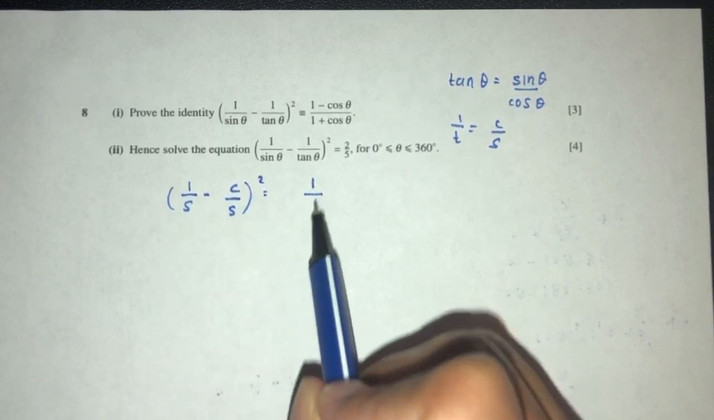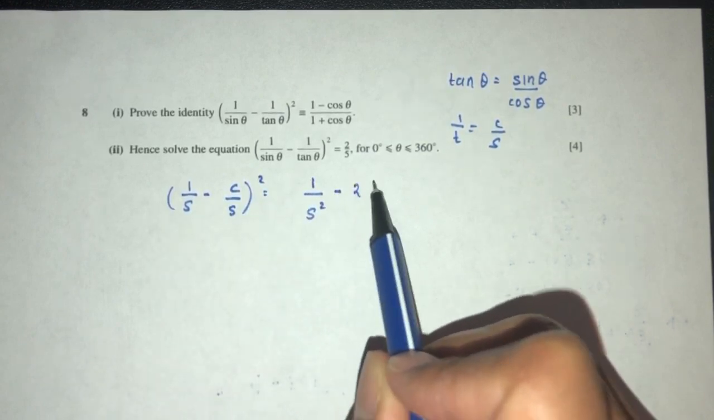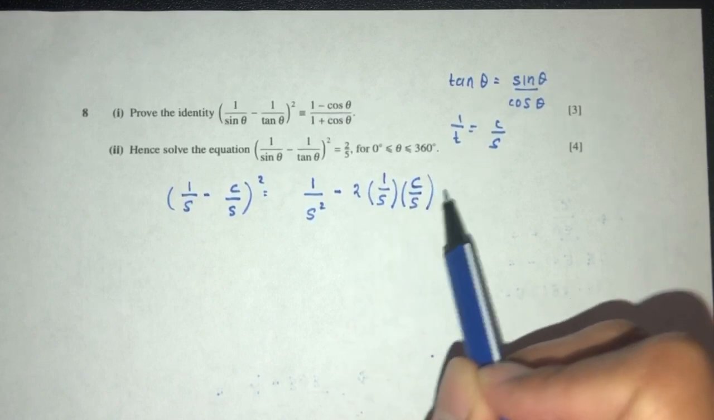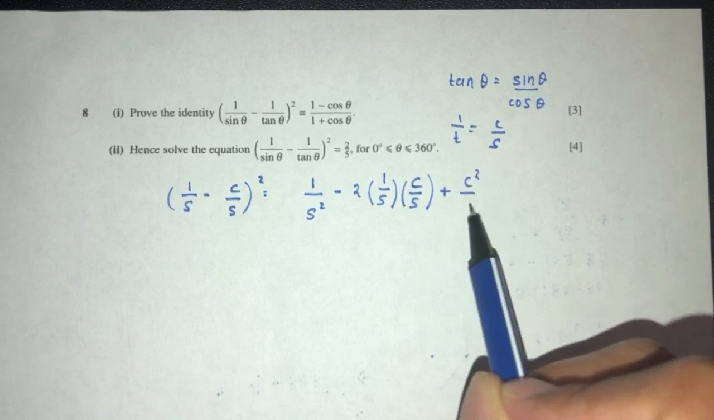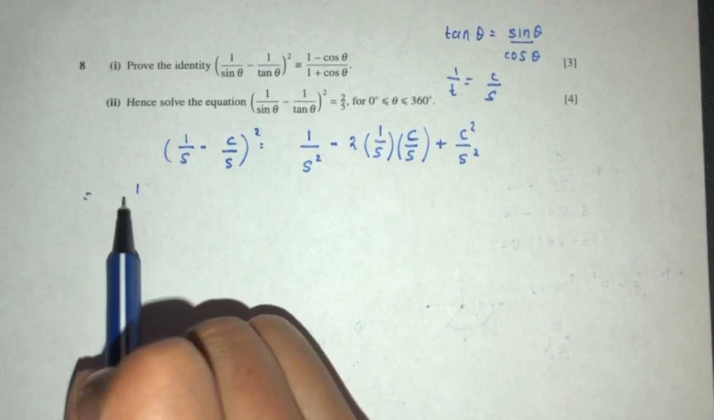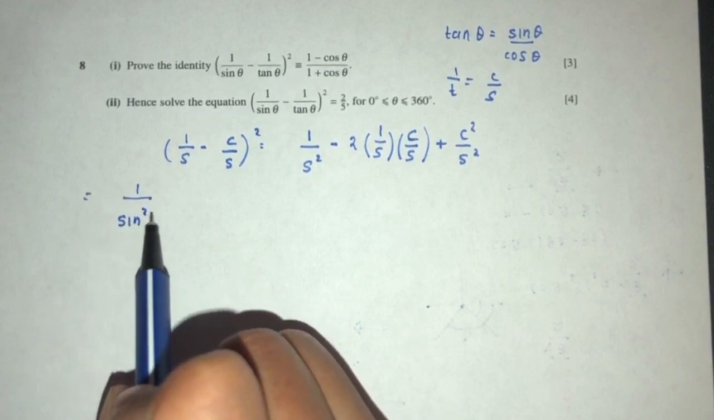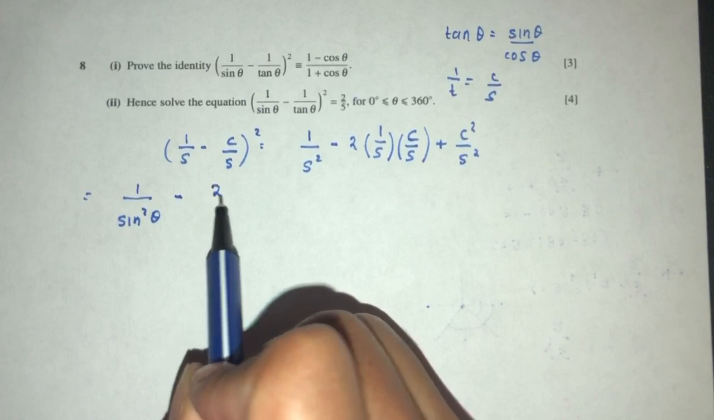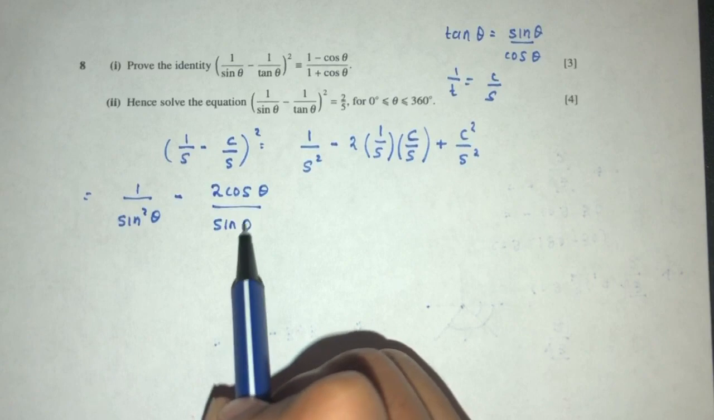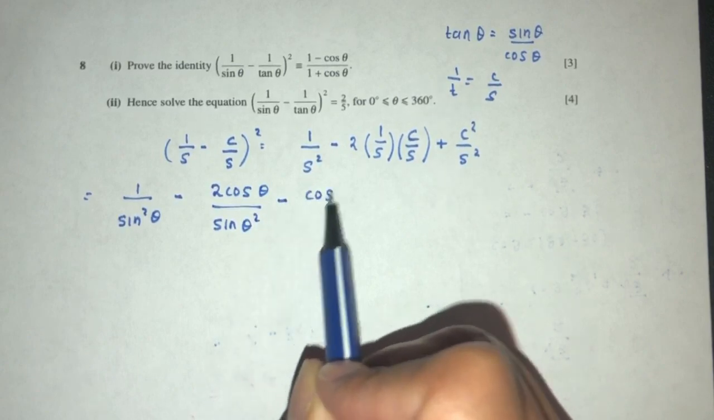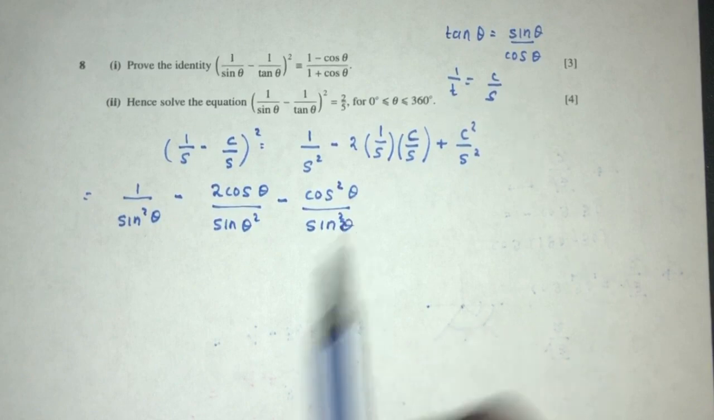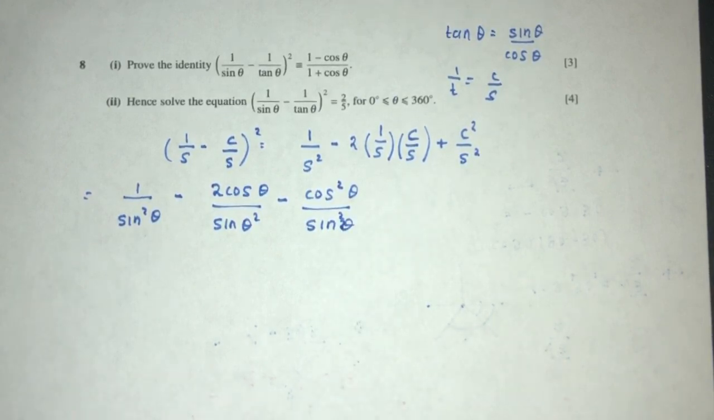That will give you 1 over sine square minus 2 times 1 over sine times cos over sine plus cos square over sine square. Okay, so let's rewrite this. That will be 1 over sine square theta minus 2 cos theta over sine square theta minus cos square theta over sine square theta. Now because they all have the same base, we can combine them together, right?